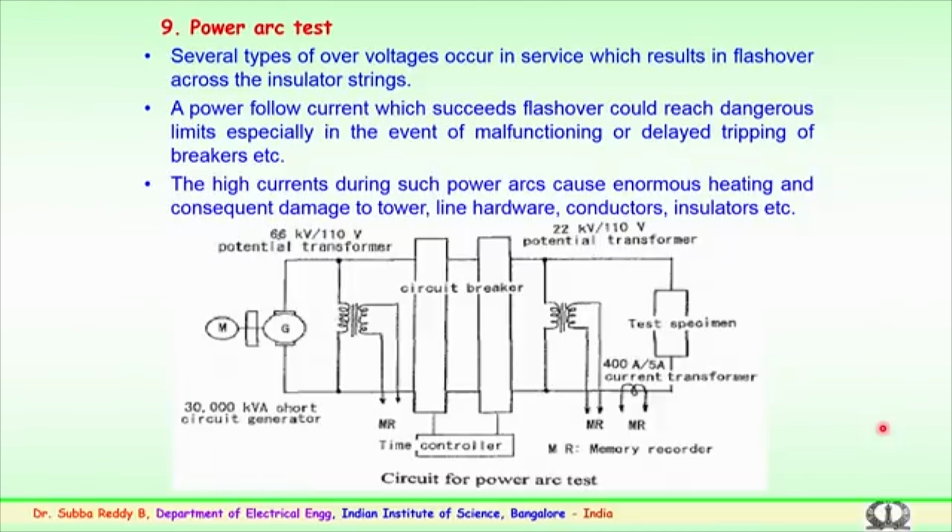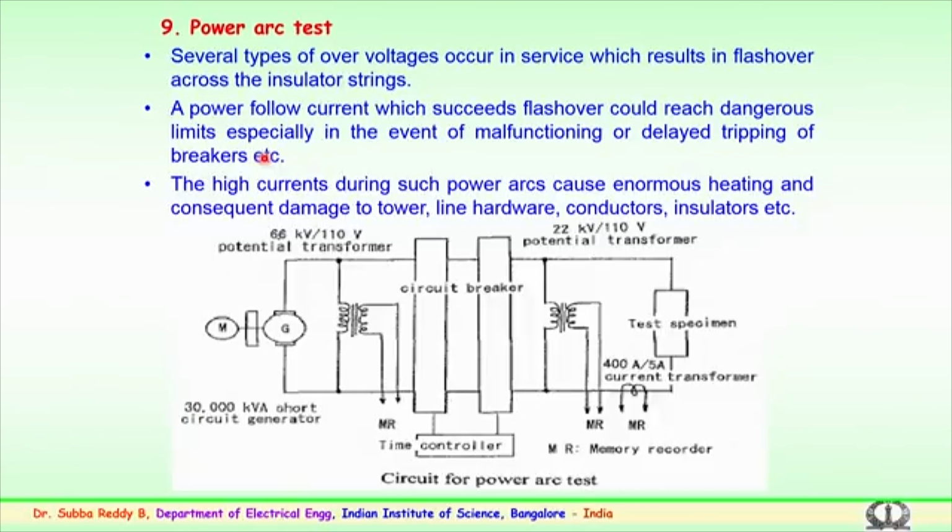One of the important tests for insulators is the power arc testing, where several over voltages occur which result in flashover across the insulator string. So, this power arc test is very important, which again simulates the conditions in the field. Here the power follow current which succeeds the flashover could reach dangerous limits, especially in the event of malfunctioning or delayed tripping of the breakers. So, in case the breakers do not operate, then the power follow current, which we call immediately after the flashover, is very dangerous and could destroy the equipment.